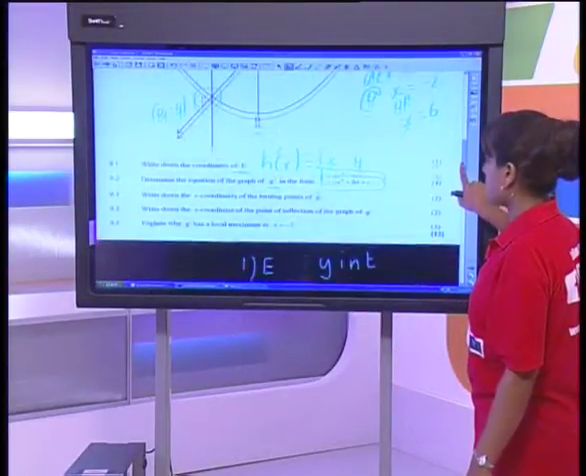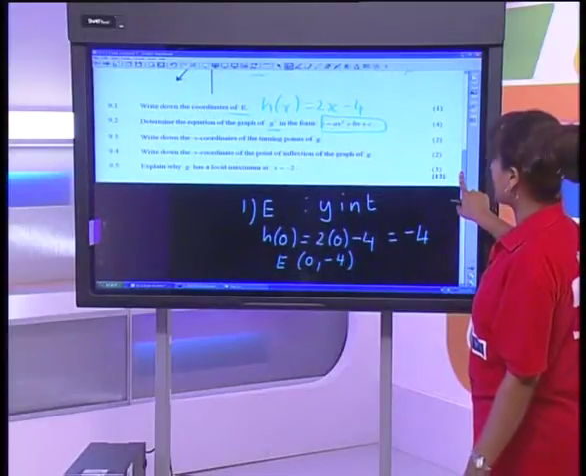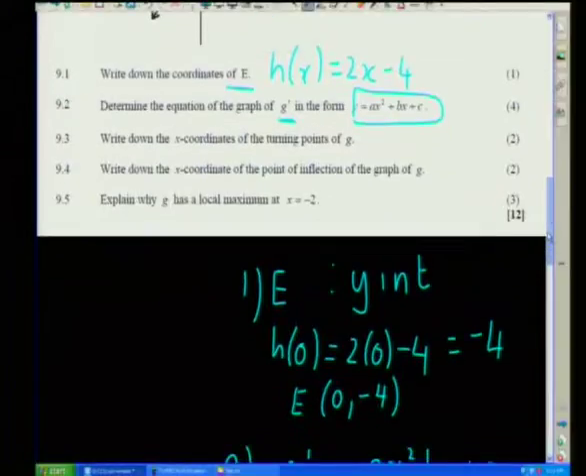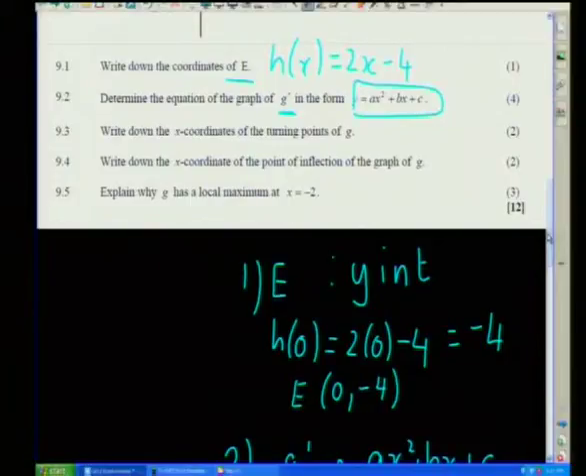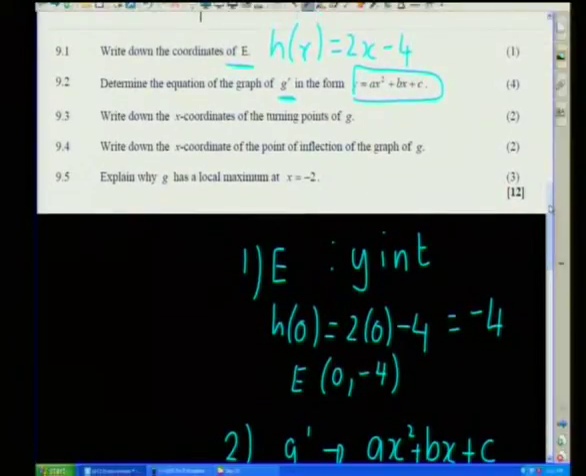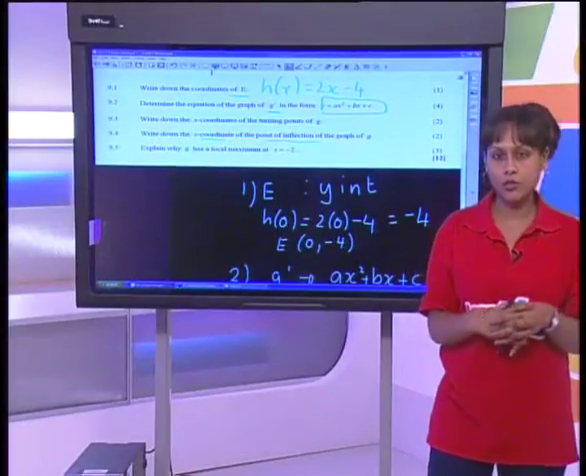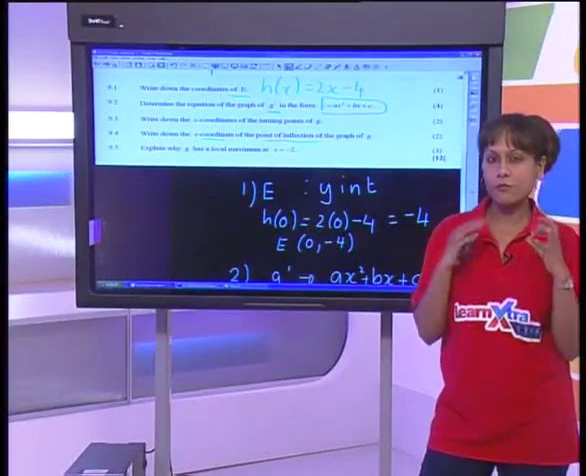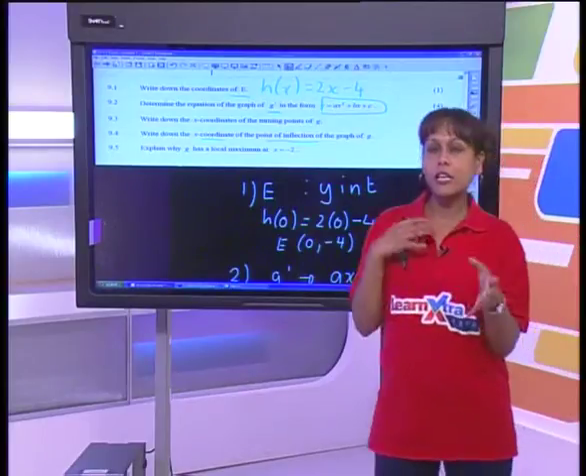All right, so we are on to part 9.4. Okay, we've just worked out that the coordinates of the turning point of the original graph G was going to be at x is equal to -2 and x is equal to 6. The next one is to now write down the x coordinate of the point of inflection. Now remember, the point of inflection is the point at which your second derivative is equal to 0. Okay, so point of inflection is where your second derivative is equal to 0.